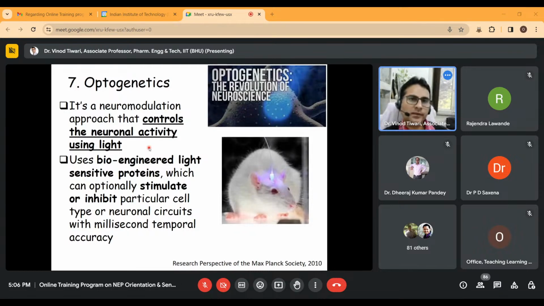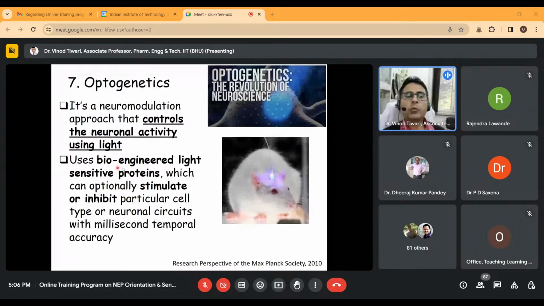So what is optogenetics basically? It's a neuromodulation approach which controls neuronal activity using light. This term is made up of two words: opto means light, and genetics means the genes. So by using light, we are manipulating the genes. We can activate certain genes or we can silence certain genes, anywhere. Here we are talking about the brain.